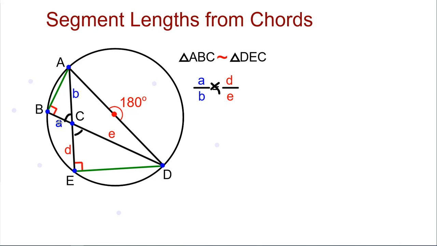Now, we actually don't have to do all this work to set up proportions. We just need to remember we do A times E. So we're multiplying the parts on the same chord. This part times the rest of the chord is equal to this part times the rest of the chord. And that's our formula for the segment lengths of two chords. So you just multiply the parts on the same one.